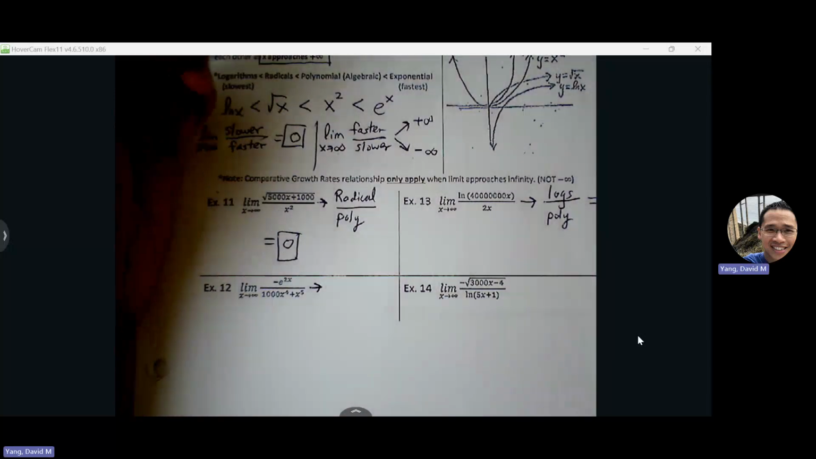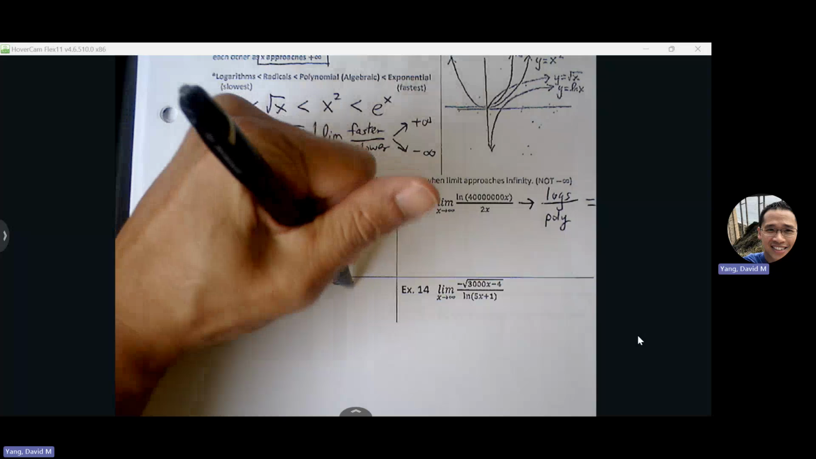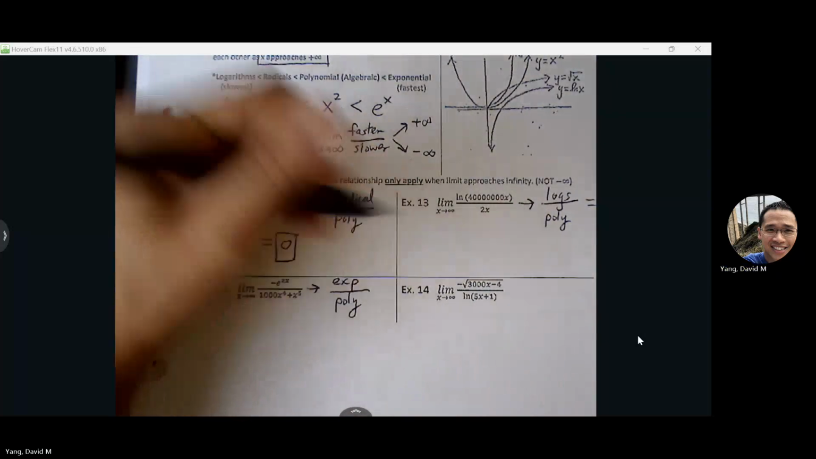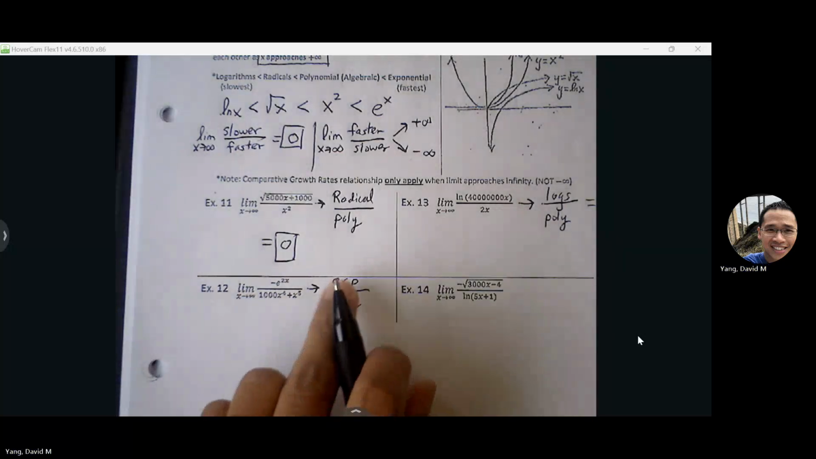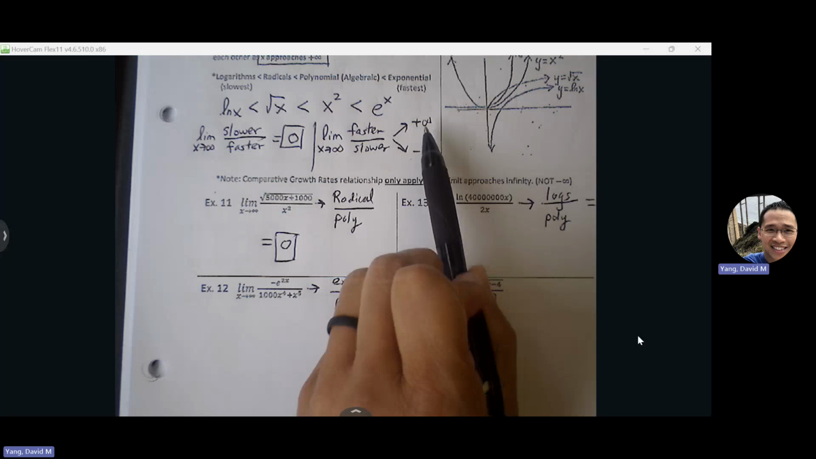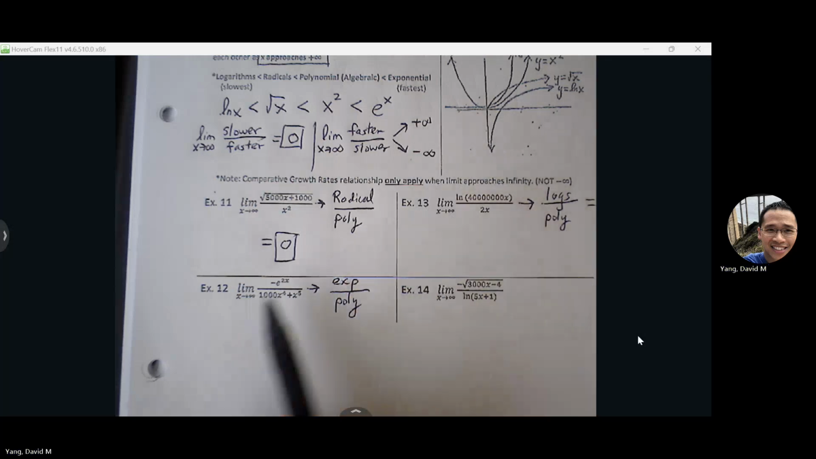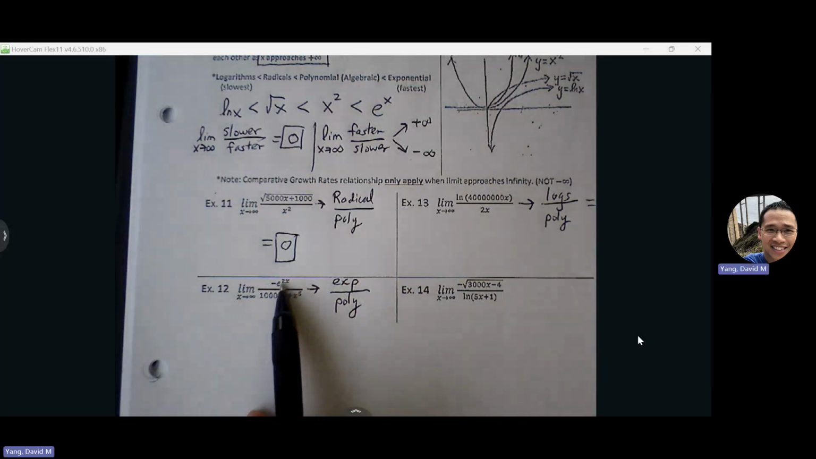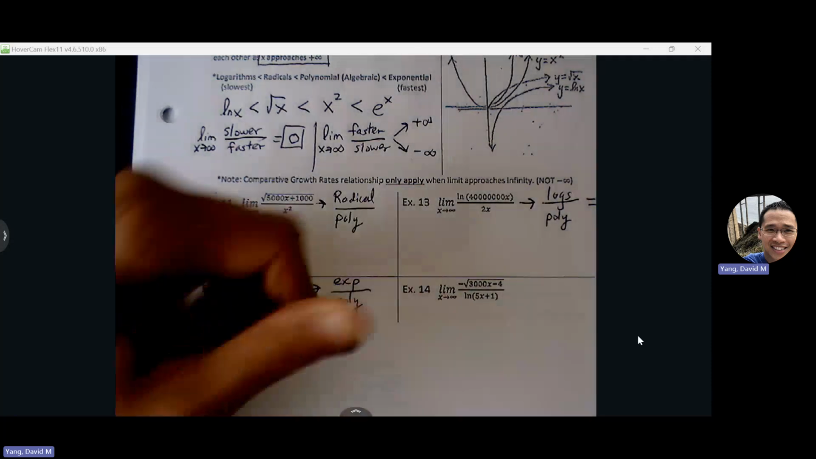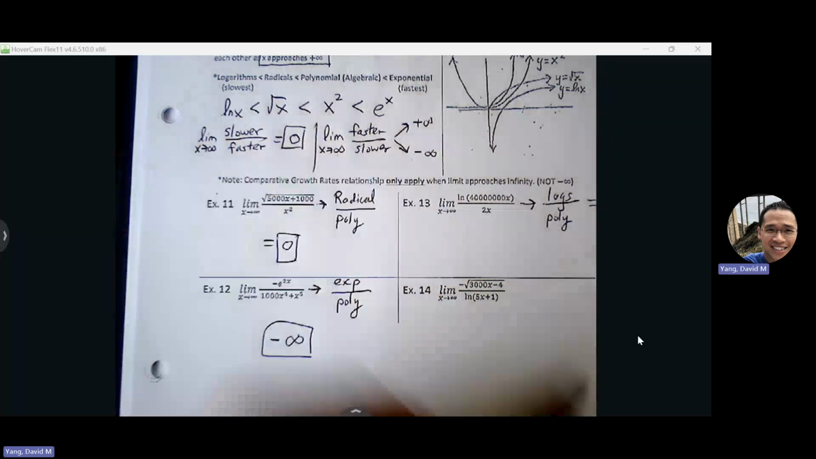Example 12. Numerator is exponential. Denominator is polynomial. Which side is growing faster? Exponential. So I know I'm down to two options, right? And what can I do? Plug in 100. So negative e to 200, is that positive or negative? Negative. And then 1,000 times 100 to the 4 plus 100 to the 5th, this is negative or positive? Negative, so negative.